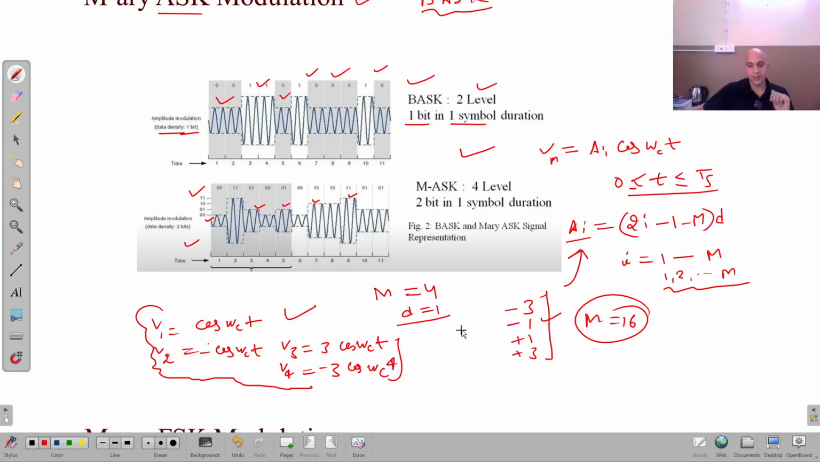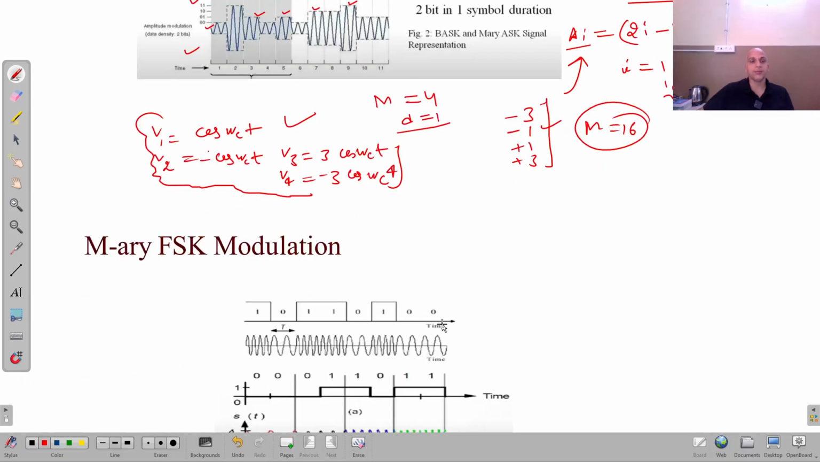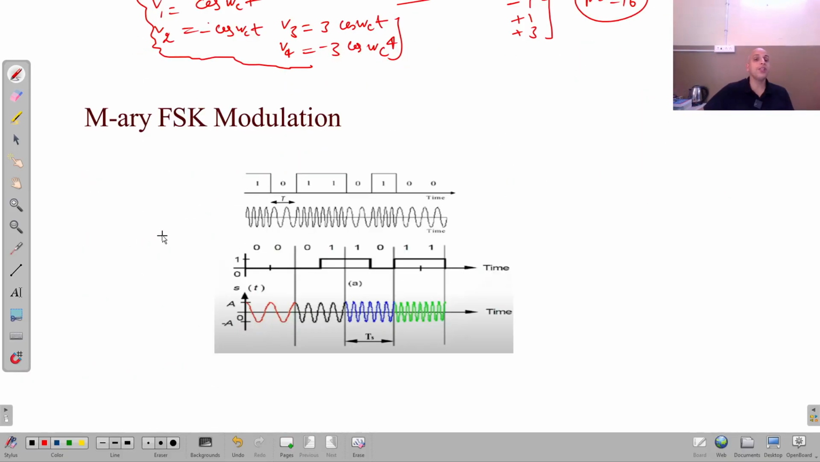Now I am coming to the next one, the M-ary frequency shift keying modulation technique. Now recall the simple BFSK. We have learned about it. What was it? We know that in binary frequency shift keying, we were using only 2 values of the frequency, one corresponding to 0 and one corresponding to 1. Only 2 levels were there.